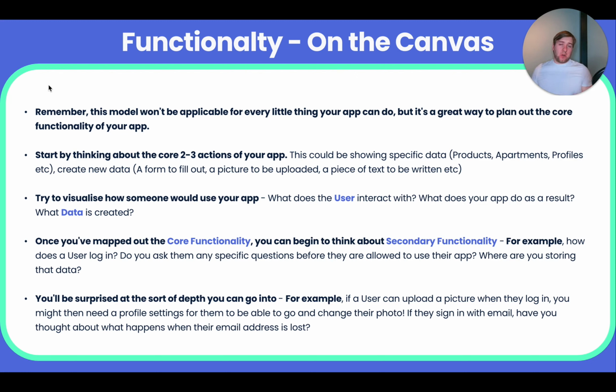And in terms of what your core actions or core functionality could be, it could be showing specific data. So the fact that you can scroll a feed on Twitter, for example, that is core functionality, even if the user isn't putting something in or creating something there. Similarly, the ability to just search for an apartment on Airbnb is core functionality. So it could be showing specific data. If you go on a banking app, it could be just showing your balance. It could be creating new data. It's not just about interaction.